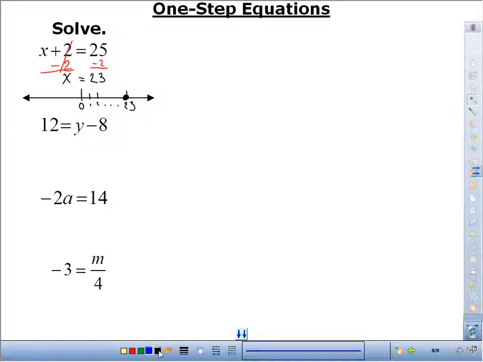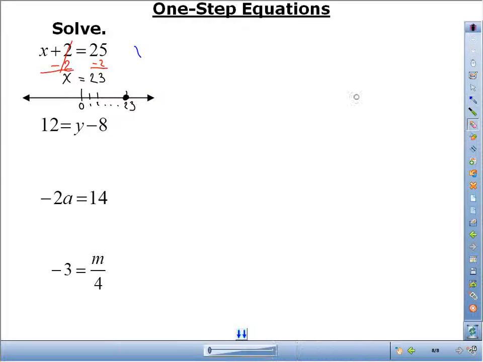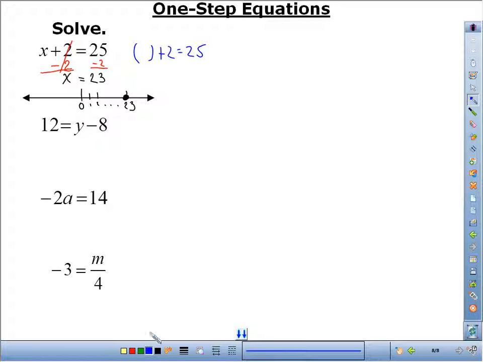So I'm going to rewrite this equation right here, but instead of x, I'm going to write a parenthesis. Open parentheses, plus 2 equals 25. And what goes in the parentheses? 23. So, what is 23 plus 2? 25. Is 25 equal to 25? Yes. And we're done.